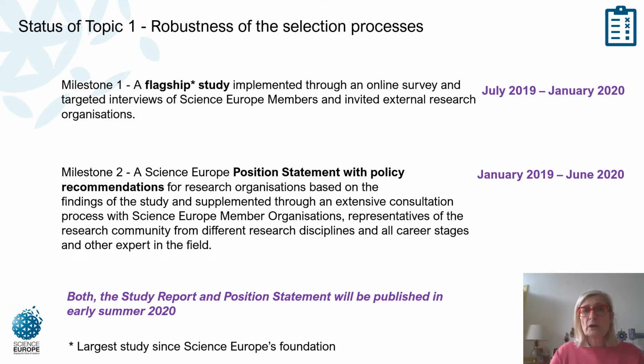Under topic 1, we had two milestones to achieve. The first milestone was a flagship study implemented through an online survey and targeted interviews of Science Europe members and invited external research organizations. The other milestone is a Science Europe position statement and policy recommendations, which will probably be published in June or mid-summer 2020, and was based on the findings of the study and supplemented through an extensive consultation process with Science Europe member organizations, as well as representatives of the research community from different research disciplines and all career stages, as well as other experts in the field. Both the study report and the position statement will be published in early summer this year.